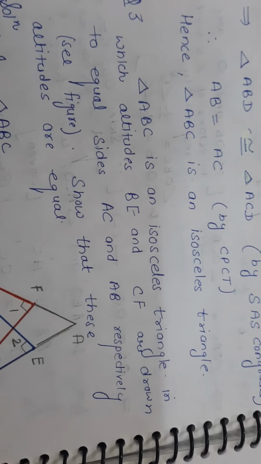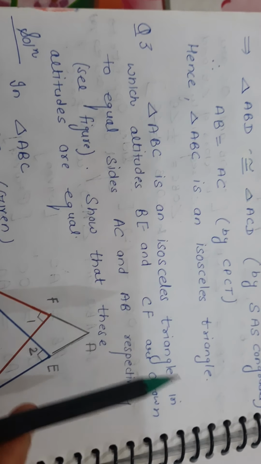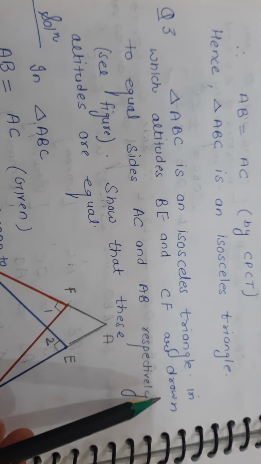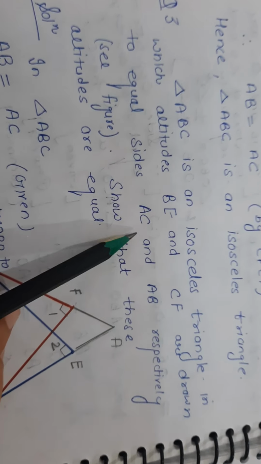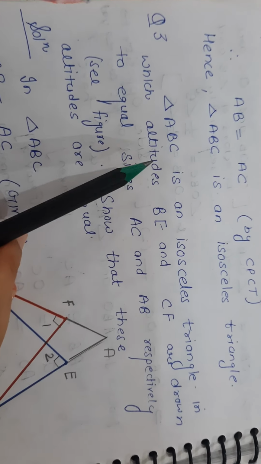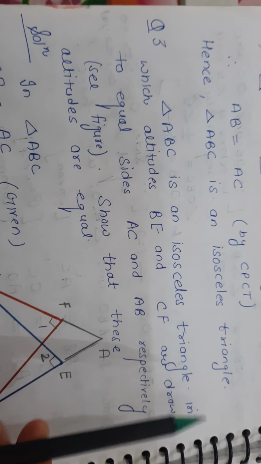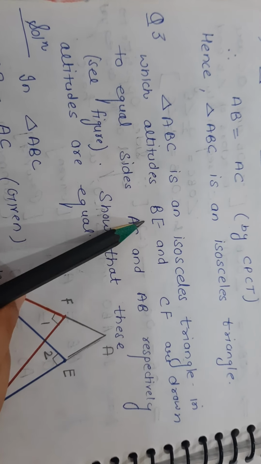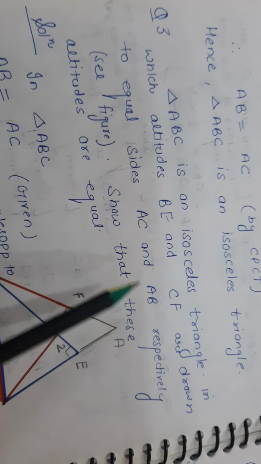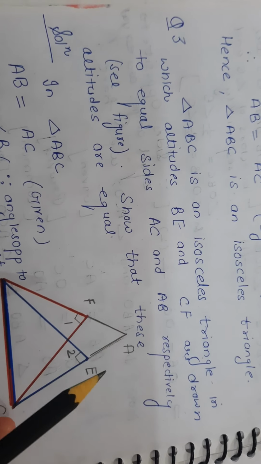The third question: triangle ABC is an isosceles triangle in which the altitudes BE and CF are drawn to equal sides AC and AB respectively. Now read the statement carefully. See the diagram. The diagram is given in your NCERT book.